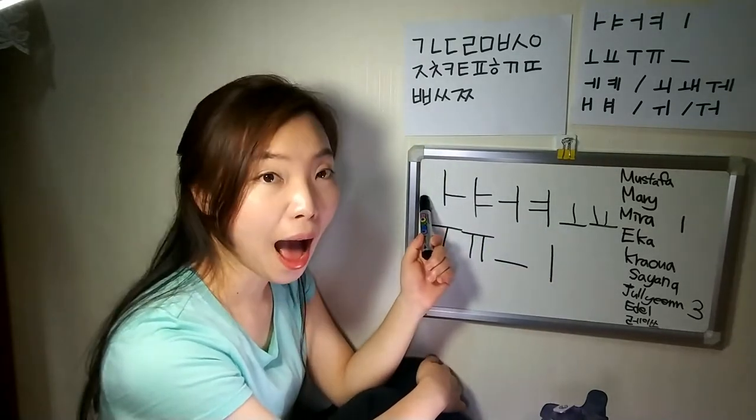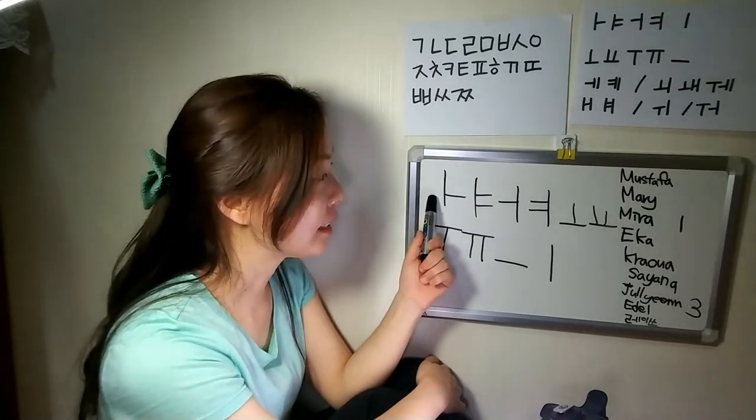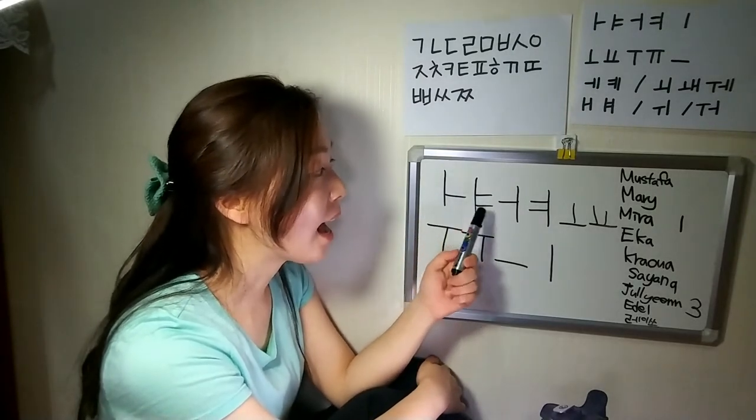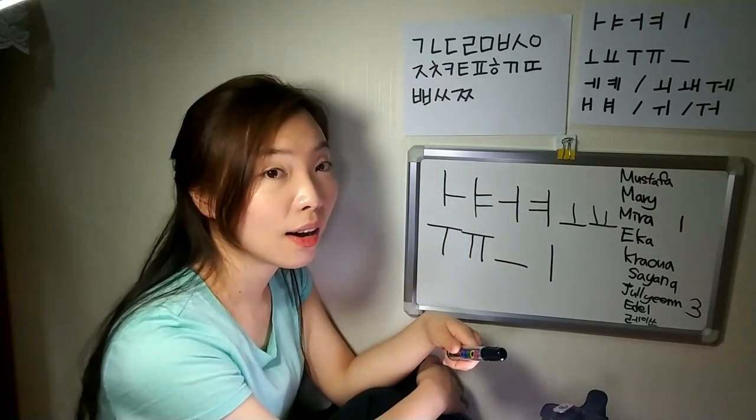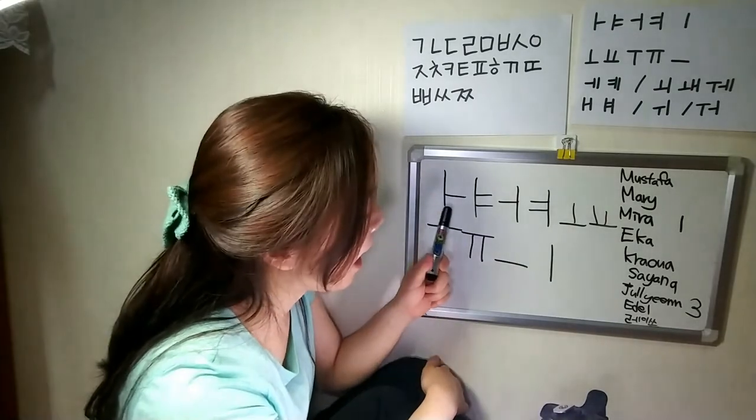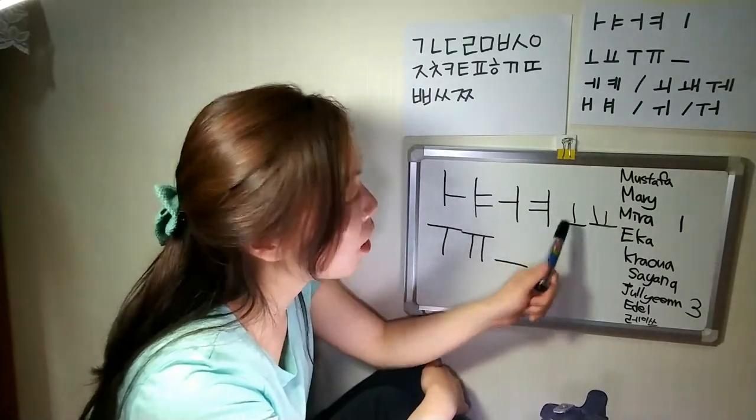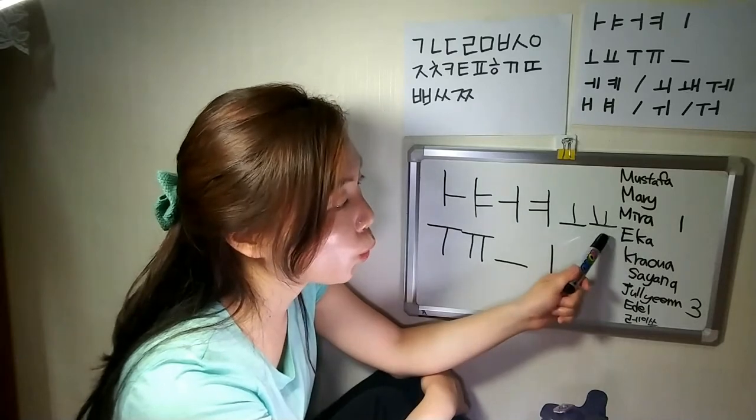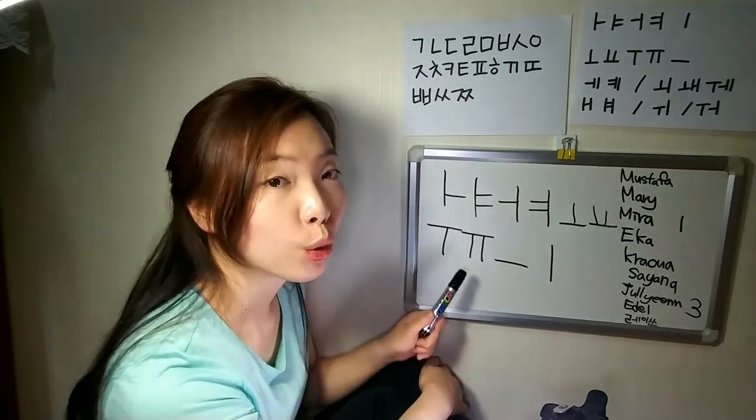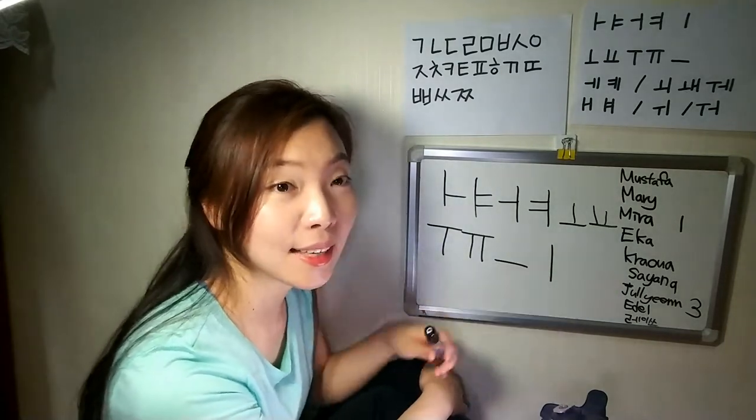And then now we will put those consonants to their vowels. 그, 아. Okay, 그, 아, 가, 갸, 거, 겨. 시작. 가, 갸, 거, 겨. 고, 교. 구, 규, 크, 기.